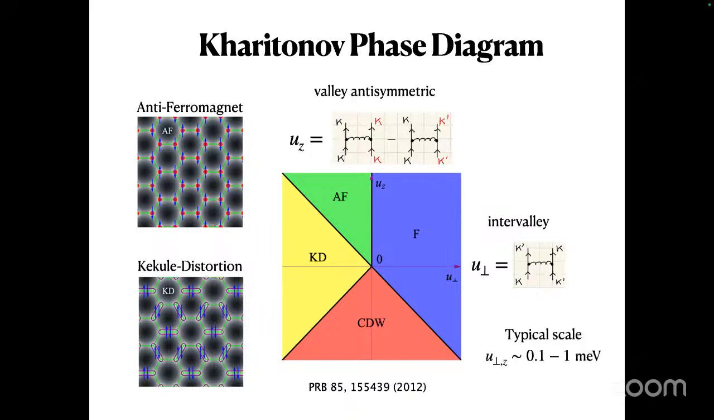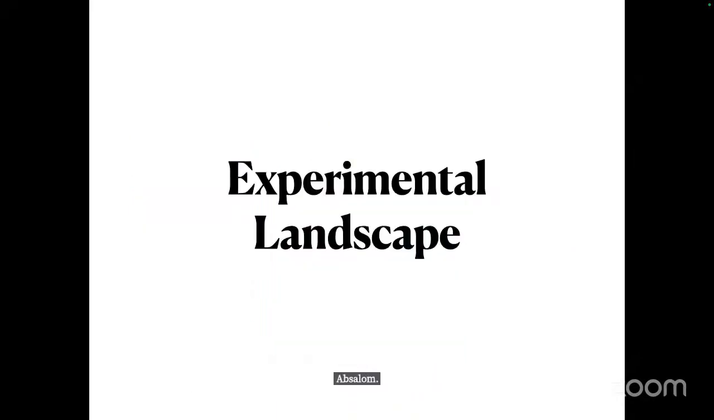So good. Just one more thing. The typical energy scale associated with this parameter is very small. It's 0.1 to 1 meV, compared to the Coulomb scale, which can be 20 to 60 meV, depending on the field and the epsilon. Okay. Good. So that was the theory, the background.